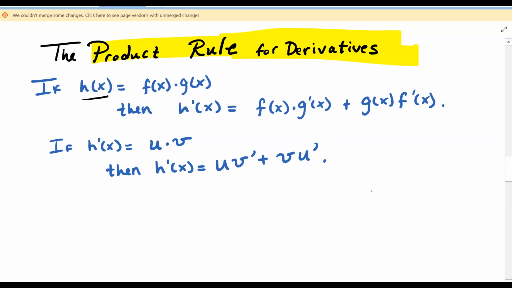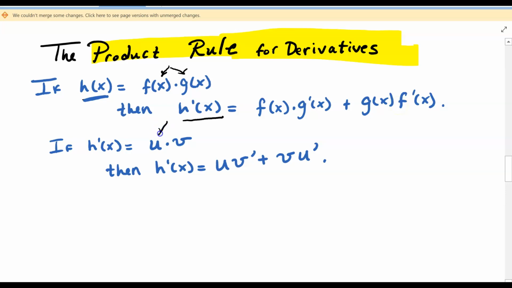Okay, what we're going to do here is look at the product rule for derivatives. Let's take a look at a function, call it h of x. If I say that h of x is represented by the product of two functions f times g, then I can find h prime of x by saying f of x times g prime of x plus g of x times f prime of x. That's one way to write it.